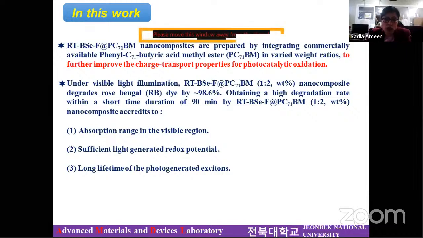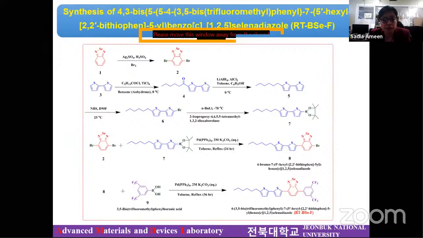And we found that when we took a specific concentration of the nanocomposite material, that is in a 1:2 weight percentage ratio, it shows promising catalytic degradation of Rose Bengal dye, and we degraded this dye by 98.6%. And the beauty of this work is that it took very little time, just 90 minutes. So we assume that it is probably because of the high absorption range in the visible region, sufficient light-generated redox potential, and long lifetime of the photogenerated excitons. This is the brief discussion of how we have synthesized and designed the molecule.